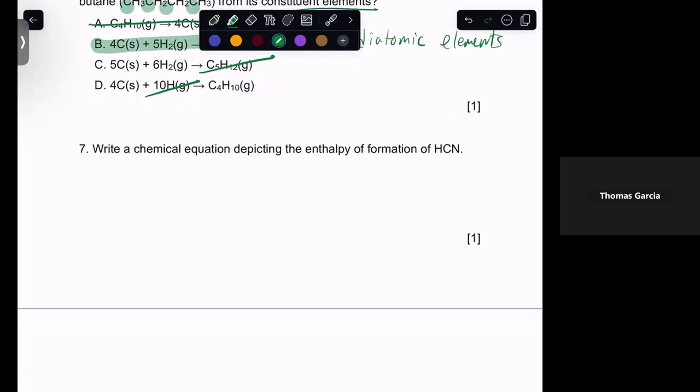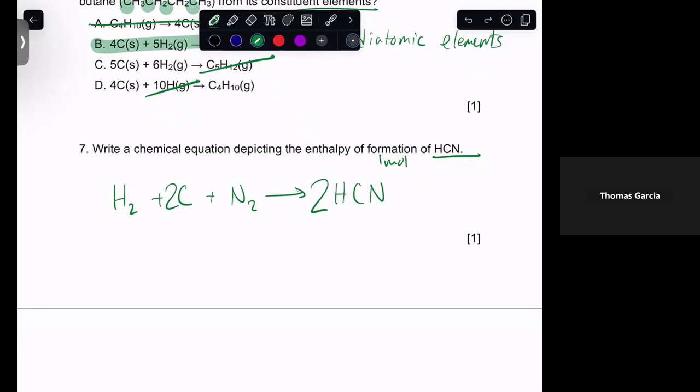7, write the chemical equation depicting the enthalpy of formation of HCN. Well, the elements are H plus C plus N form to make HCN. Now, to balance it, I go like this. But the problem is when we're doing an enthalpy of formation, we need 1 mole. So I'm also going to add state symbols here. I'll do it in my final one. I'll divide everything by 1/2. So 1/2 H2 gas plus carbon solid plus 1/2 N2 gas reacts to form HCN. This can be a gas, liquid, solid, whatever.